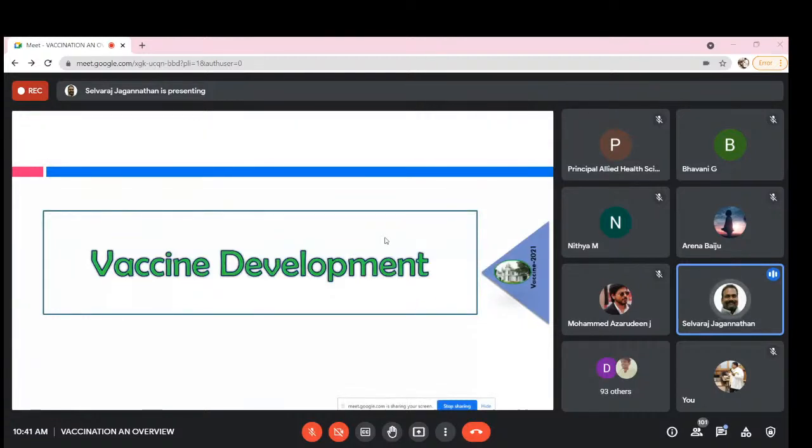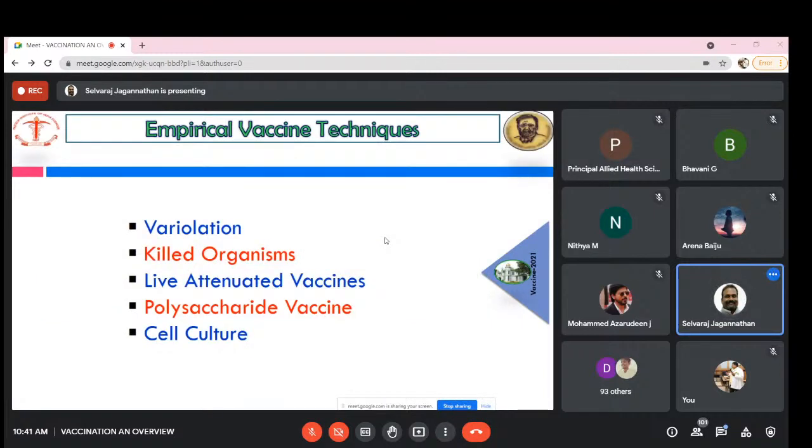Now, okay, that is the vaccination part. Now I'm going to explain how vaccines are developed. I'll have only 2 or 3 slides. So vaccine development is actually divided into 2 categories. One is empirical, another is a newer category. Empirical means based on the knowledge we have from what was previously done. Based on those things, we proceed with vaccine development.